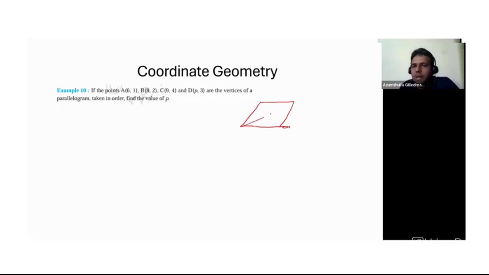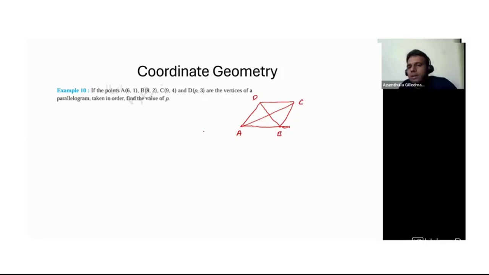So what happens in a parallelogram is the diagonals intersect. The lengths are not equal. If it is a square, I would straight away find the lengths AB, BC, CD, and AD, the four sides, because I know the distance formula. And if all the sides I get are equal, then I'll say this is a square. But in a parallelogram, the sides are not equal. So A, B, C, D.